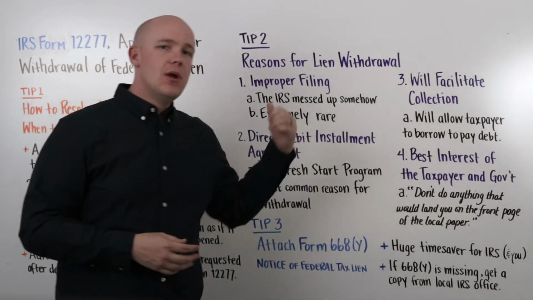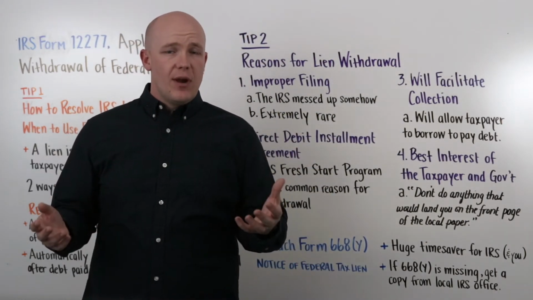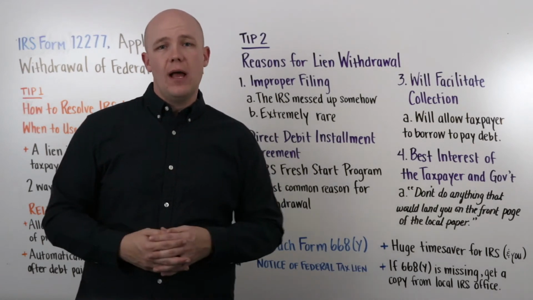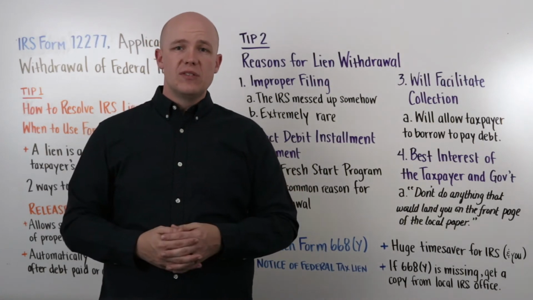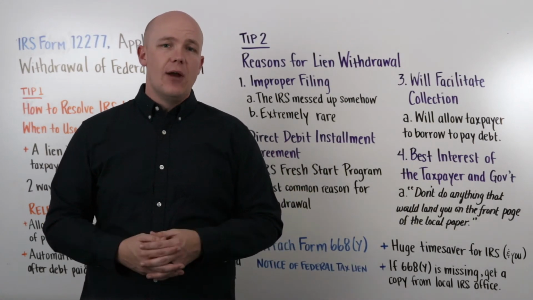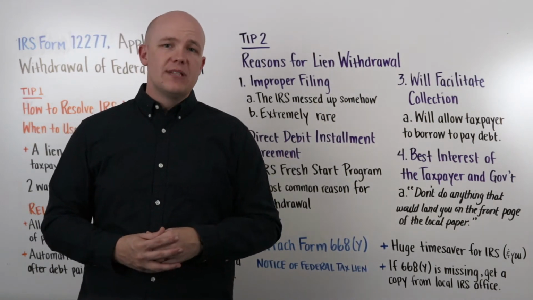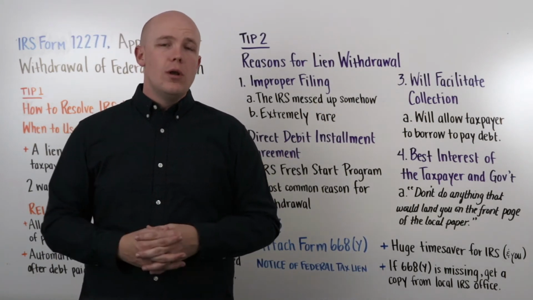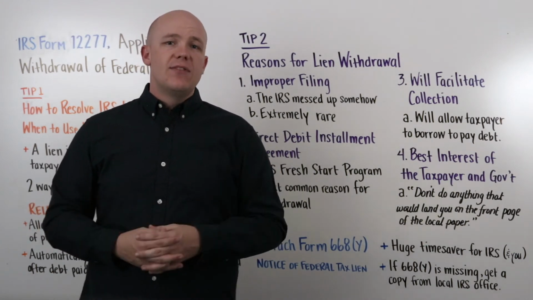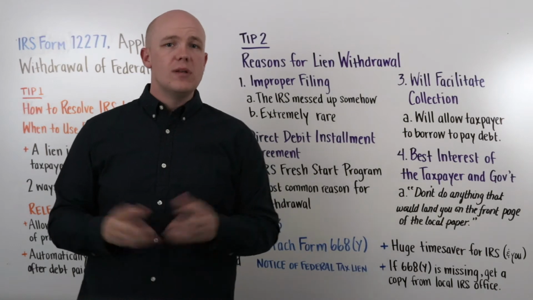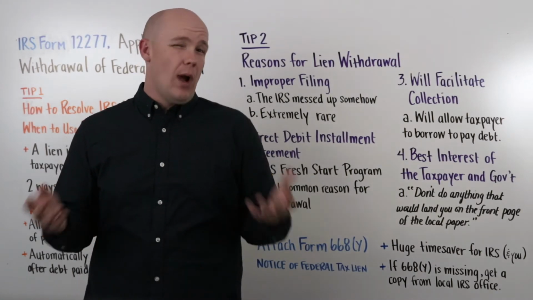Tip number 2, reasons for lien withdrawal. Getting a lien withdrawn is obviously the preferable option, so how do you know if your client qualifies to have their lien withdrawn? Line 11 of Form 12277 lists 4 reasons the IRS will consider withdrawing the lien. Reason number 1, the notice of federal tax lien was filed prematurely or not in accordance with IRS procedures. The IRS will withdraw the lien if the tax that eventually prompted the lien was assessed in error or if the lien was filed without giving the taxpayer proper notice.